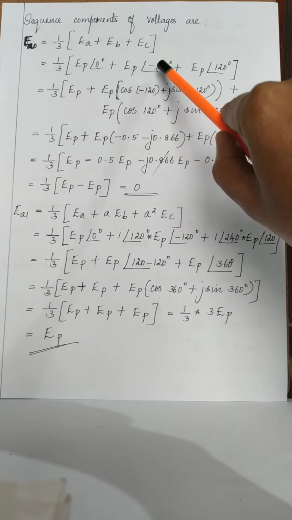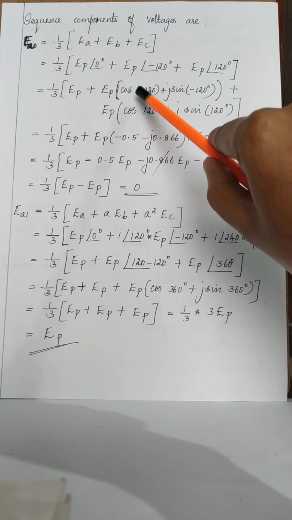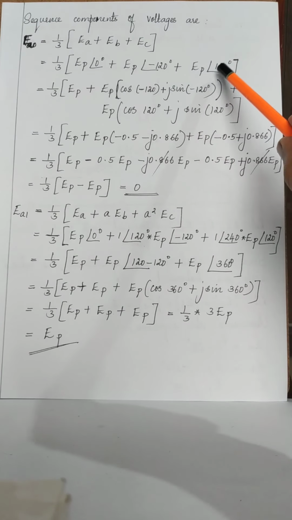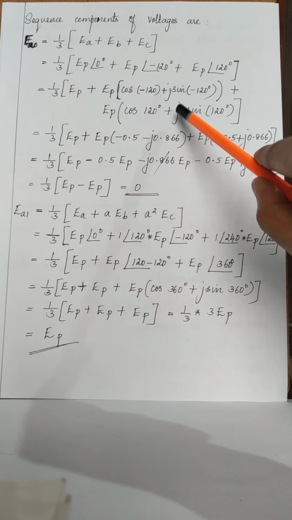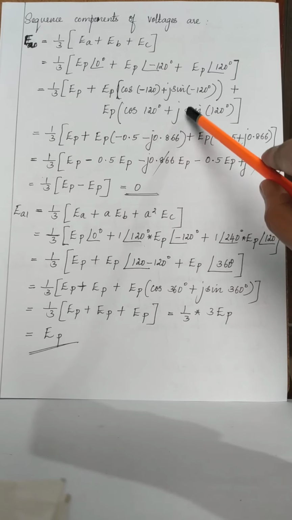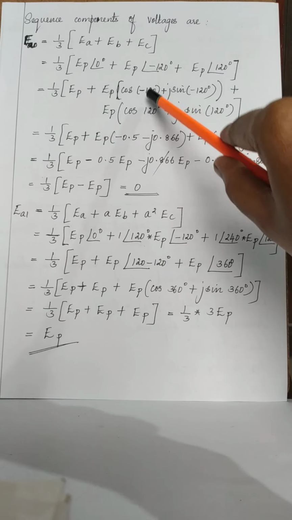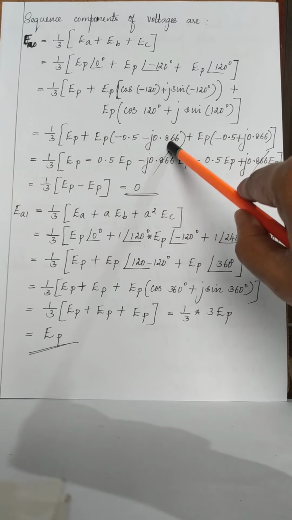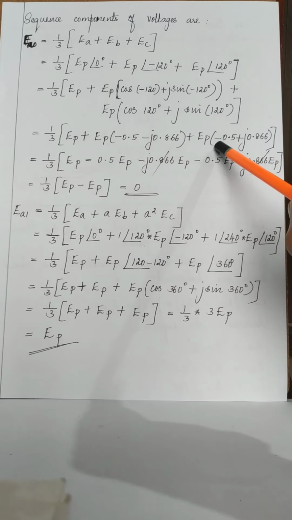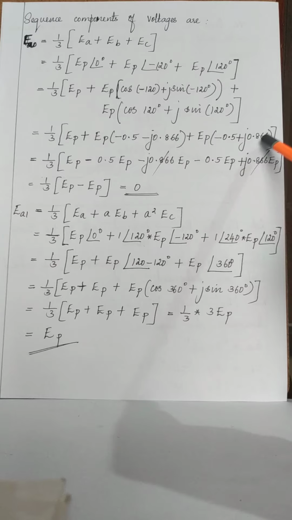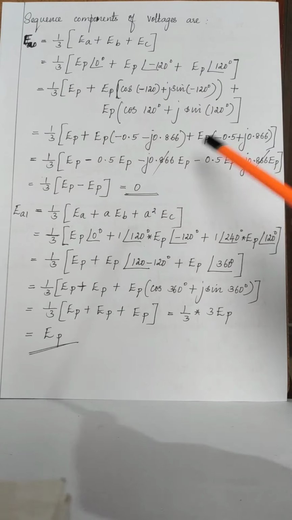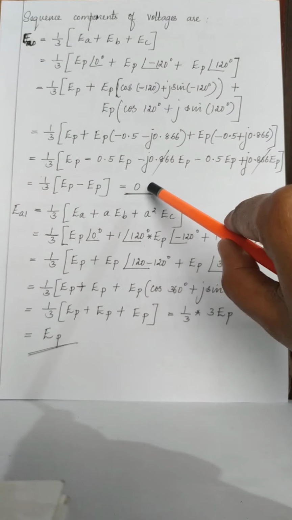What is EP angle minus 120? It is EP cos of minus 120 plus j sin minus 120. The same way, write EP angle 120, which is in polar form, in rectangular form: cos 120 plus j sin 120. Substitute the values. Cos minus 120 is minus 0.5, sin minus 120 is minus j 0.866, cos 120 is minus 0.5, sin 120 is plus j 0.866. Multiply, cancel out the terms, and you will get EA0 equal to 0.